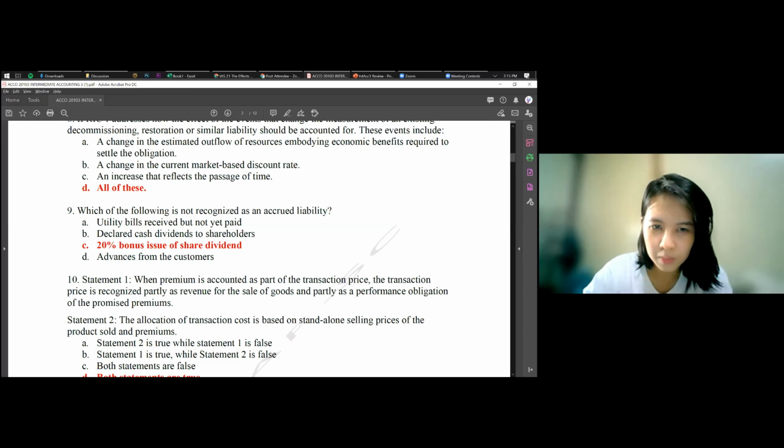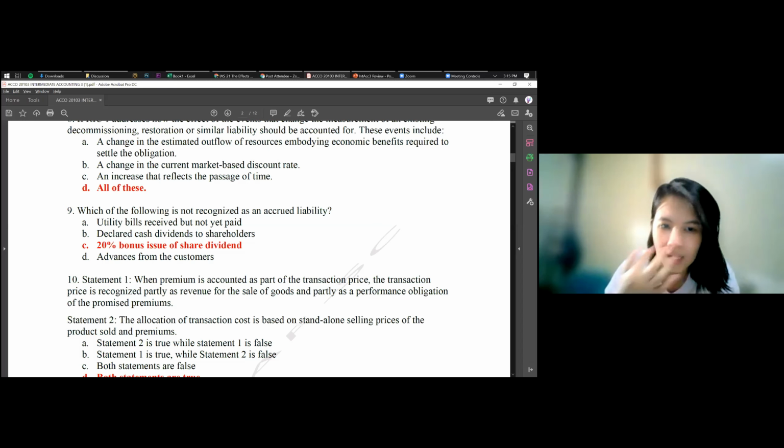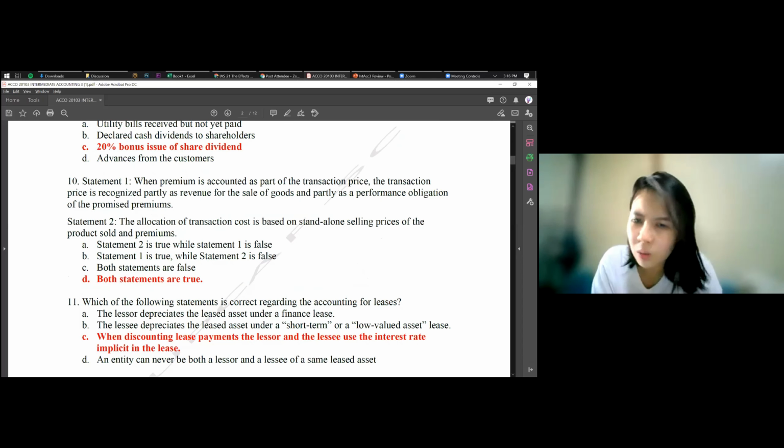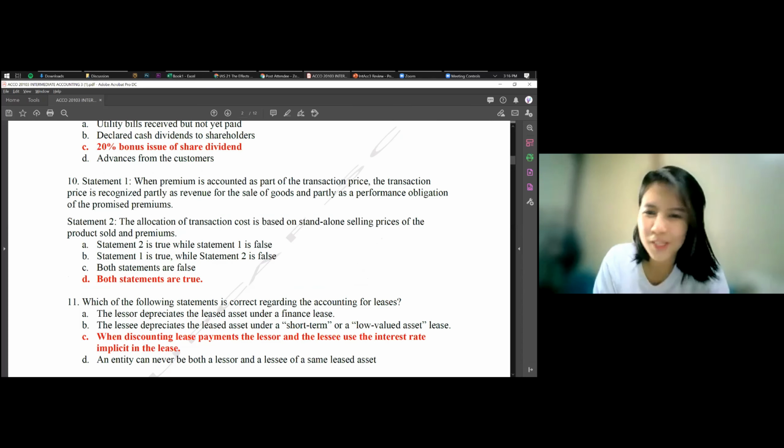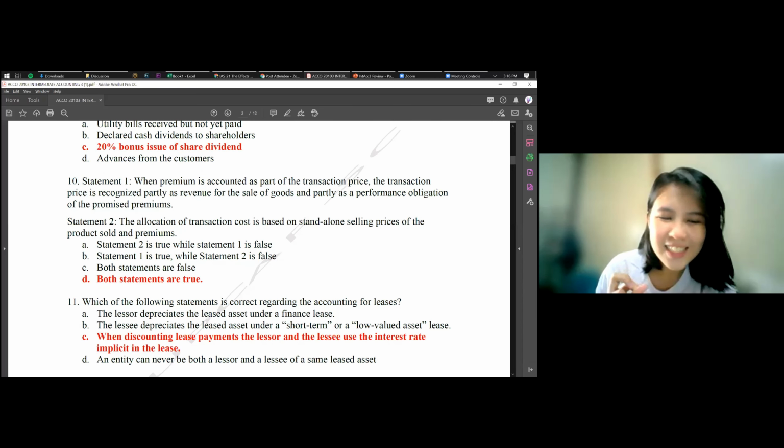So which of the following statements is correct regarding the accounting for leases? The lessor depreciates the leased asset under a finance lease. The lessee depreciates the leased asset under a short-term or a low-valued asset lease. Okay, we mentioned this earlier, right? Same mnemonics. And when discounting these payments, the lessor and the lessee use the interest rate implicit in the lease. I mentioned this earlier, right? Lastly, an entity can never be both a lessor and a lessee of the same leased assets.